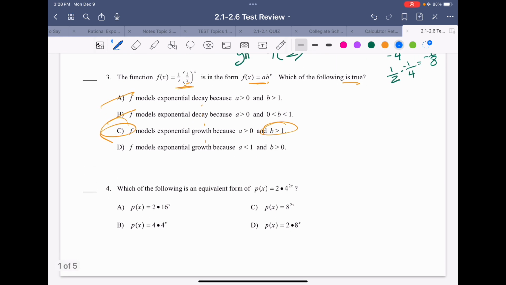All right, which is an equivalent form. So if I'm going to do an equivalent form, this looks like it's going to be a power to a power. So I've got 2 times 4 to the 2x. That's what they've given me. I can rewrite that as 2 times 4 squared to the x power. So that gives me 2 times 16 to the x. Nothing happens with that 2 there. My answer is A.